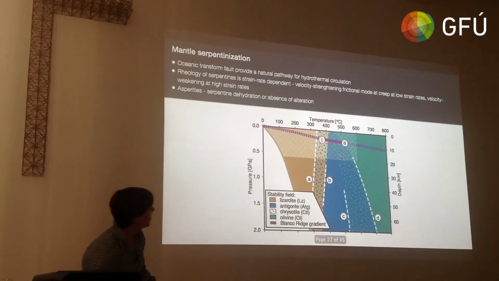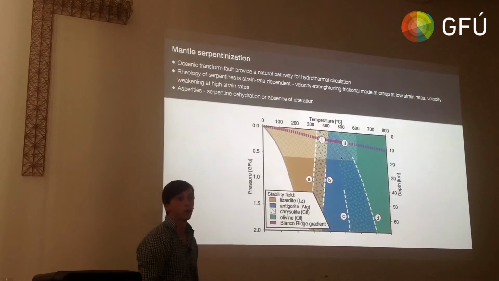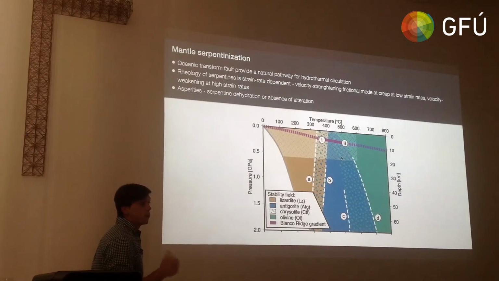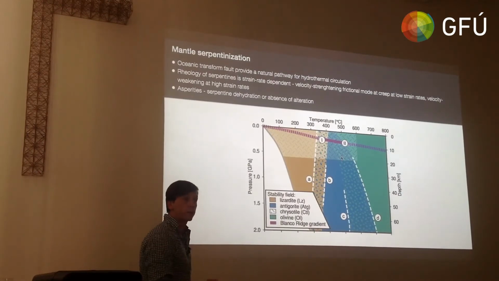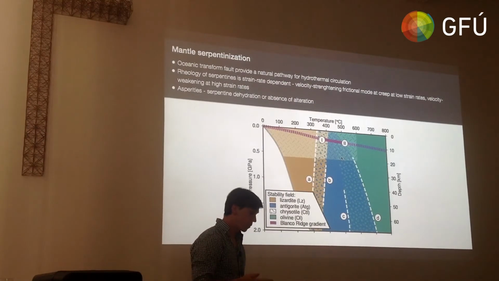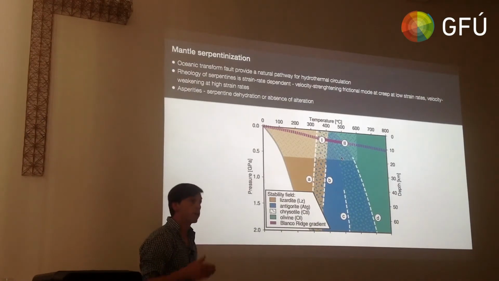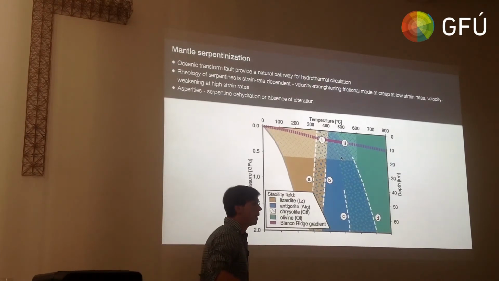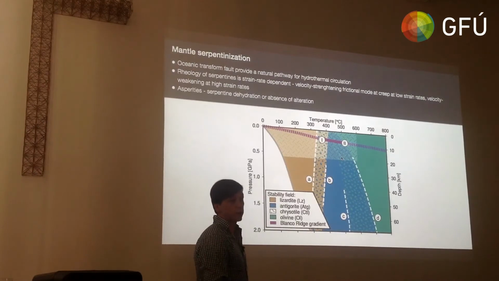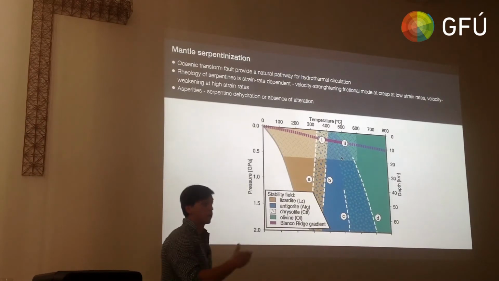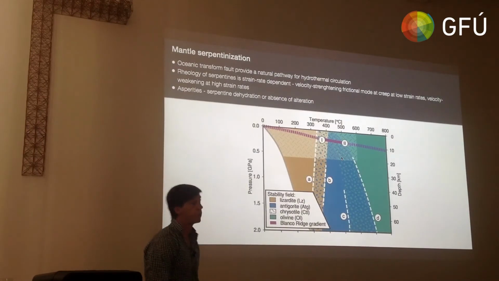So why we think that the mantle part of the fault can host both aseismic and seismic slip is because we believe that it has been altered to serpentinites. As I was saying, the fracture zones or even normal oceanic crust provide a natural pathway for water circulation. So water goes down and cools down the lithosphere, but when it reaches mantle depths, it's actually capable of altering that to serpentinite.